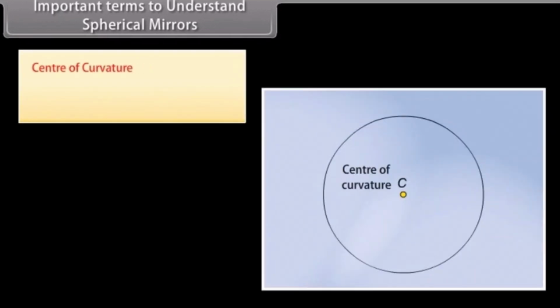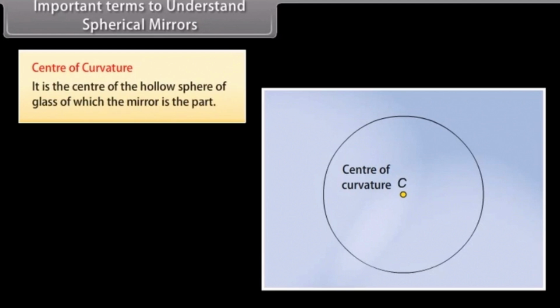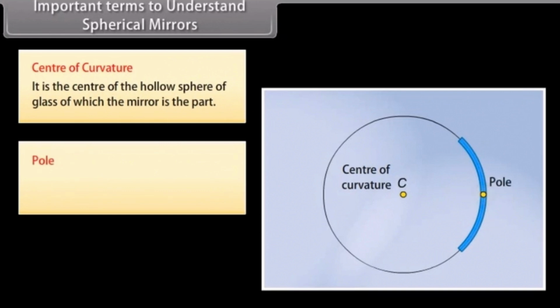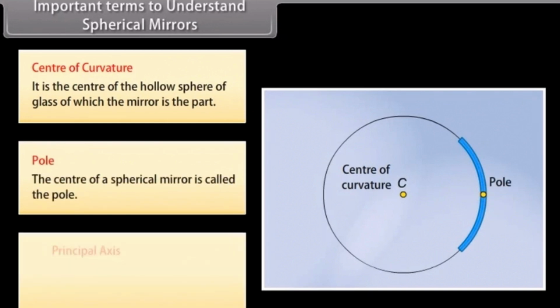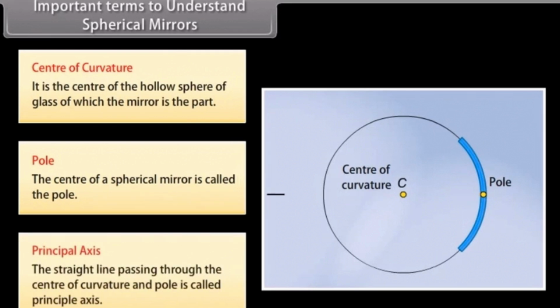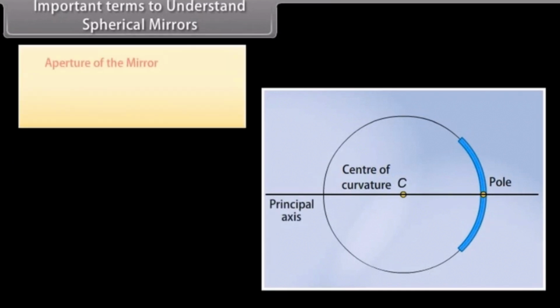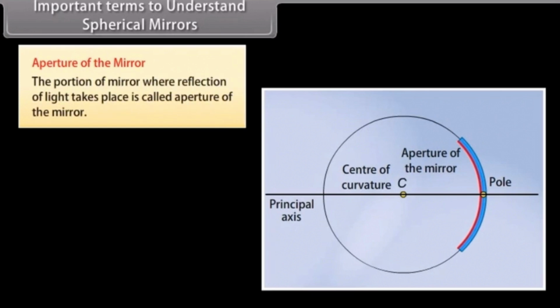Important terms to understand spherical mirrors. Center of curvature. It is the center of the hollow sphere of glass of which the mirror is a part. Pole. The center of a spherical mirror is called the pole. Principal axis. The straight line passing through the center of curvature and pole is called principal axis. Aperture of the mirror. The portion of the mirror where reflection of light takes place is called aperture of the mirror.